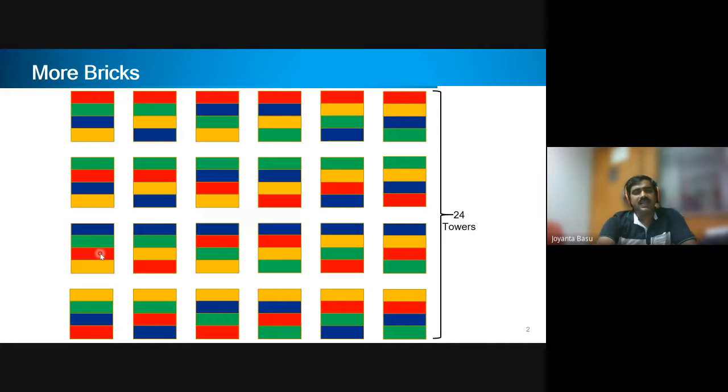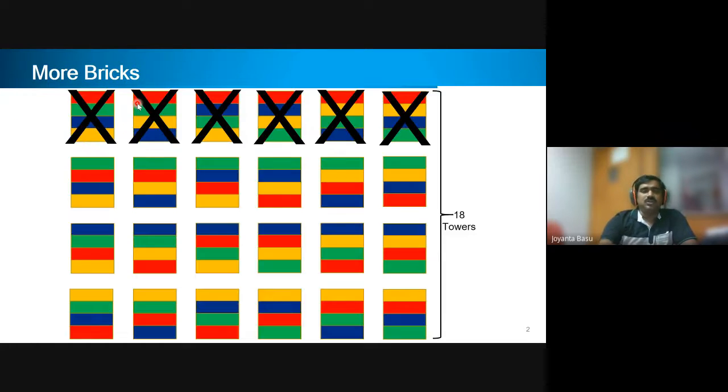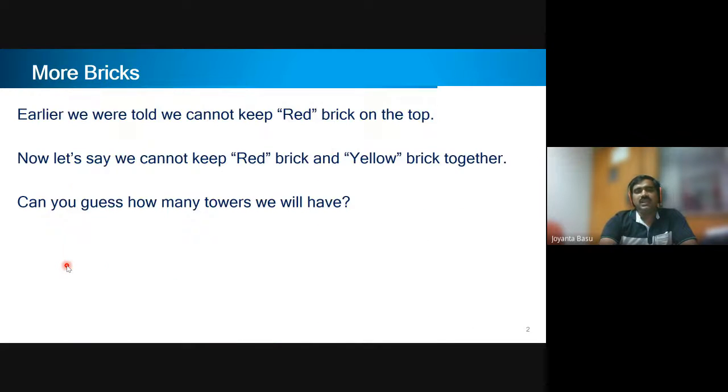So we will follow the same thing. We will think and prepare these 24 towers. Then we start giving different conditions. So let's say we cannot keep a red brick on the top. There is one condition, a red brick cannot be on the top, so those towers are not possible. So there are only 18 towers possible. So this way we can think and write, but it's very difficult. If I increase the number of styles of bricks, then it's very difficult to identify those things.